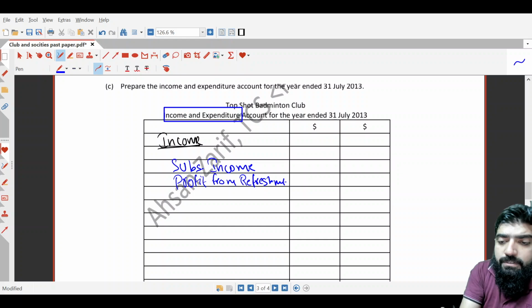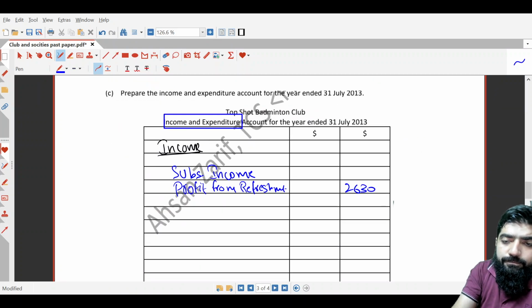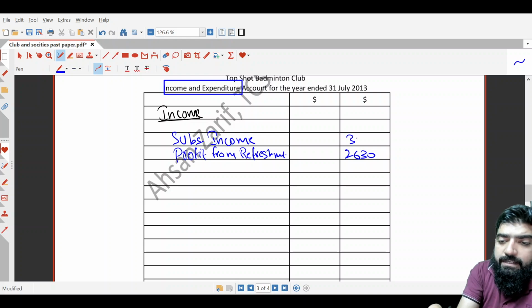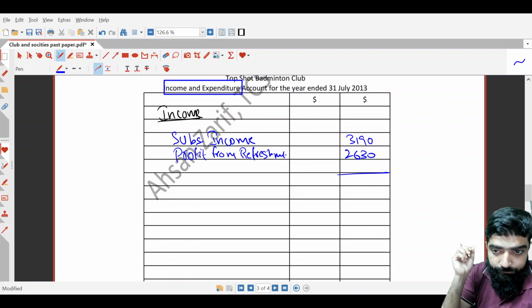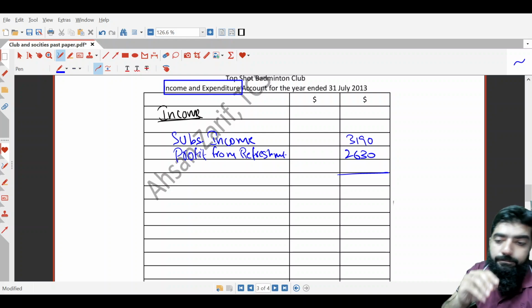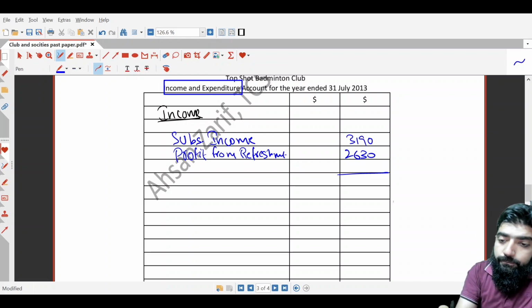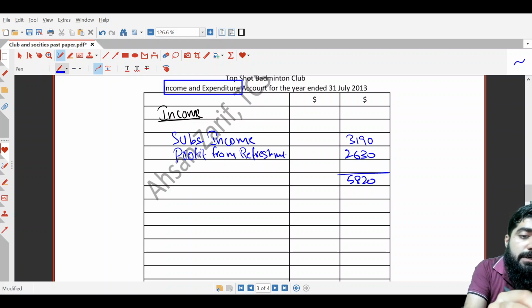Yeah, 2630. And what was the amount of subscription income? It was 3190. Can you please calculate the total income? Yes. Income: 3190 plus 2630 is 5820. Now, let's move on towards the expenses side of the income and expenditure account.